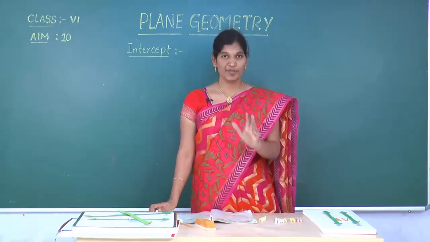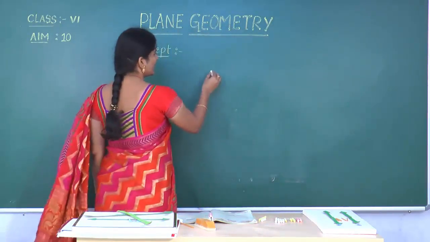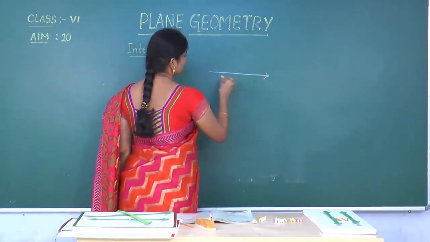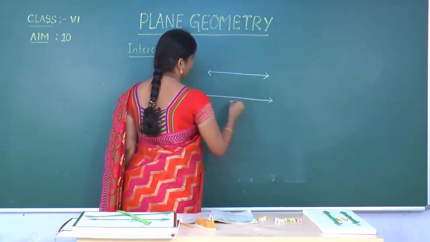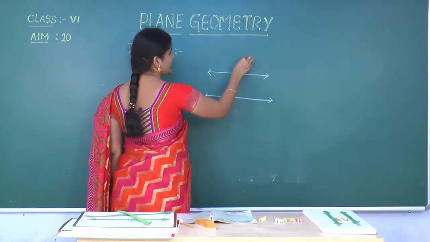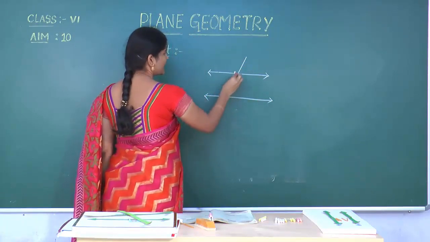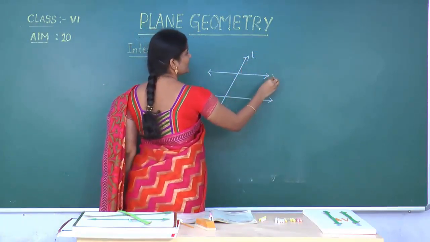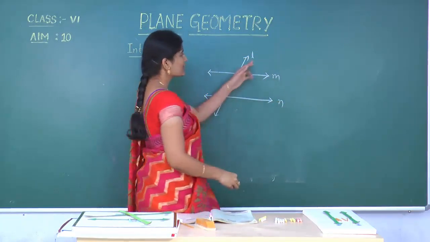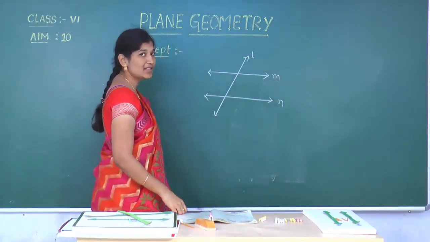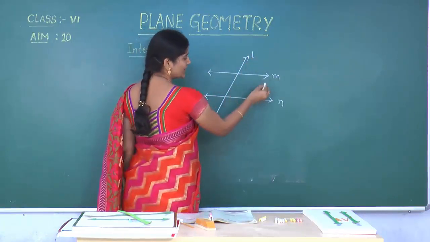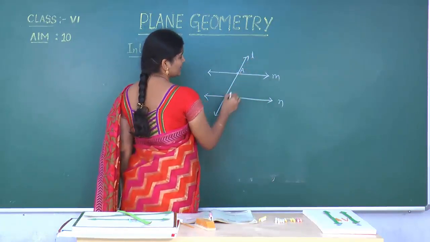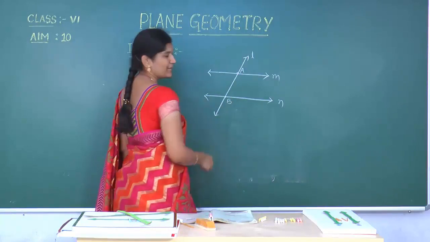Now, let me show you diagrammatically first. And here are the lines, and let them be L, M, N. Among these three lines, which is the transversal? Yes, we know L is the transversal. Why? Because L intersects M and N at A and B.